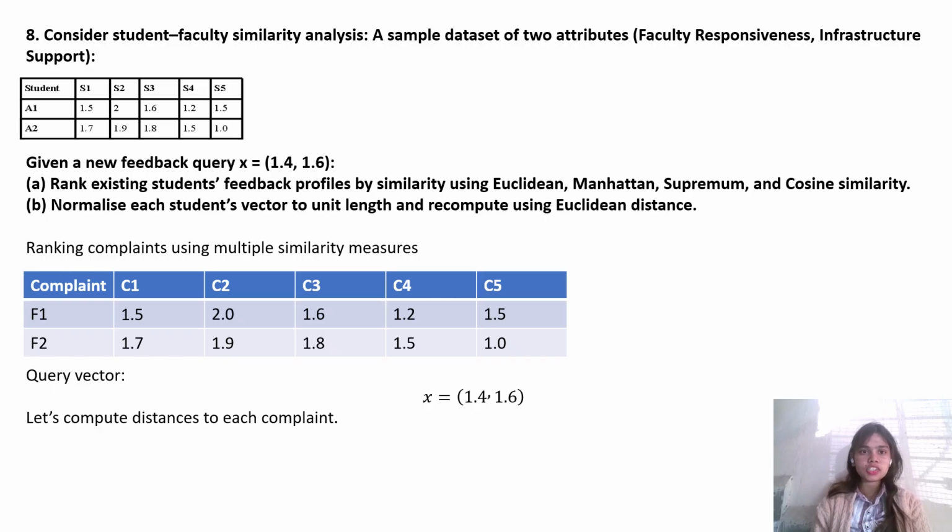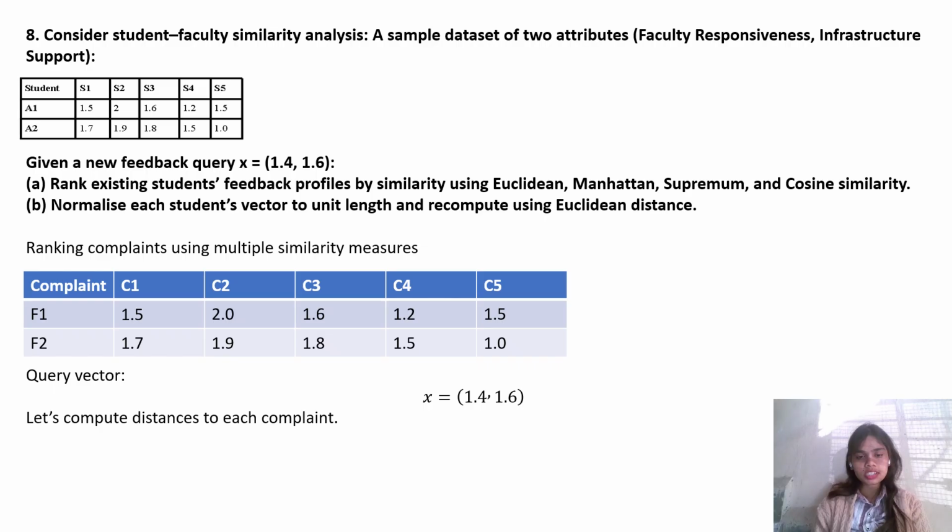Question number 8. Consider a student-faculty similarity analysis. Complaints: C1 (1.5, 1.7), C2 (2, 1.9), C3 (1.6, 1.8), C4 (1.2, 1.5), C5 (1.5, 1.0). The query vector equals (1.4, 1.6).